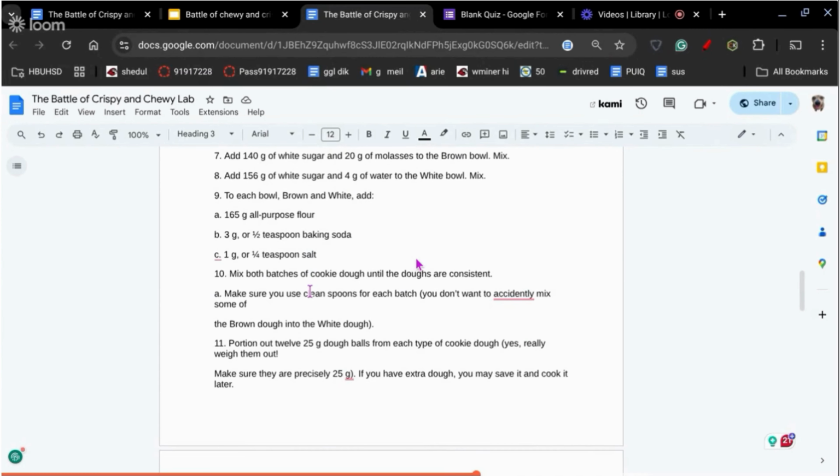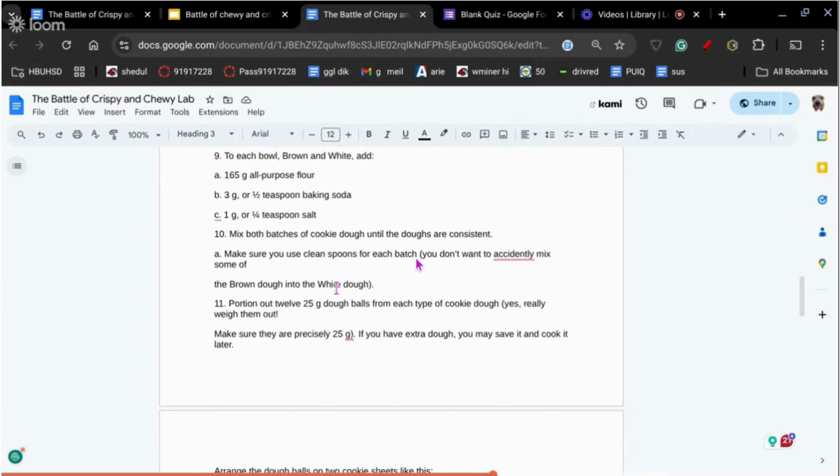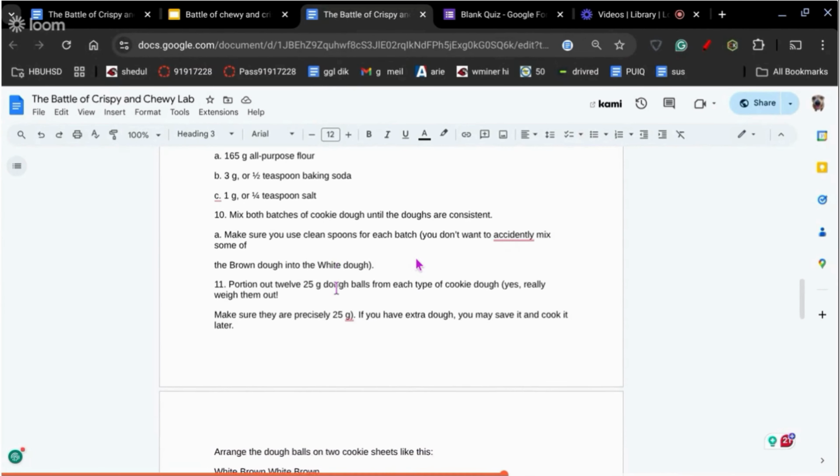Mix both batches of cookie dough until the doughs are consistent. Make sure you use clean spoons for each batch. You don't want to accidentally mix some of the brown dough into the white dough.